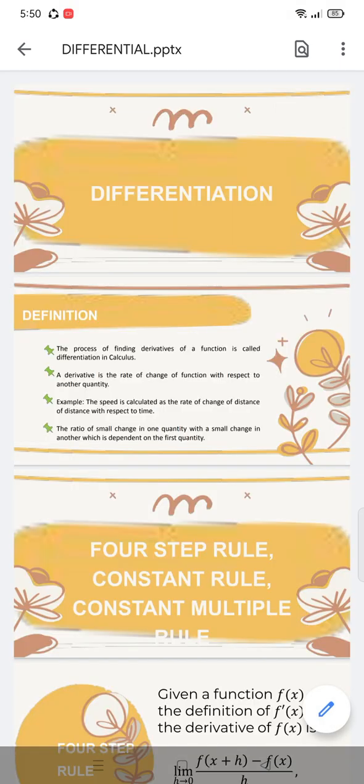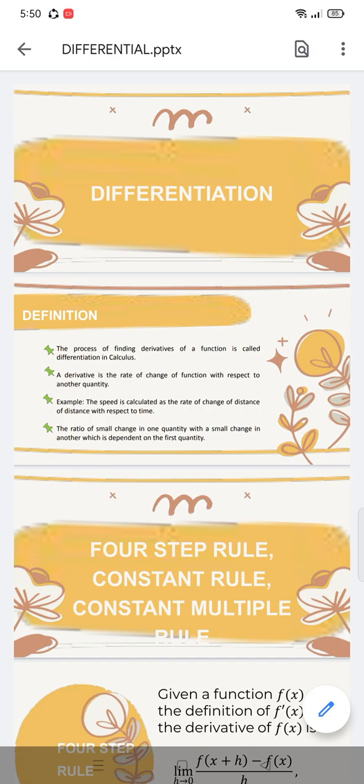Differentiation: the process of finding derivatives of a function is called differentiation in calculus. The derivative is the rate of change of a function with respect to another quantity. For example, speed is calculated as the rate of change of distance with respect to time. It is the ratio of a small change in one quantity to a small change in another which is dependent on the first quantity. That is the definition of differentiation.